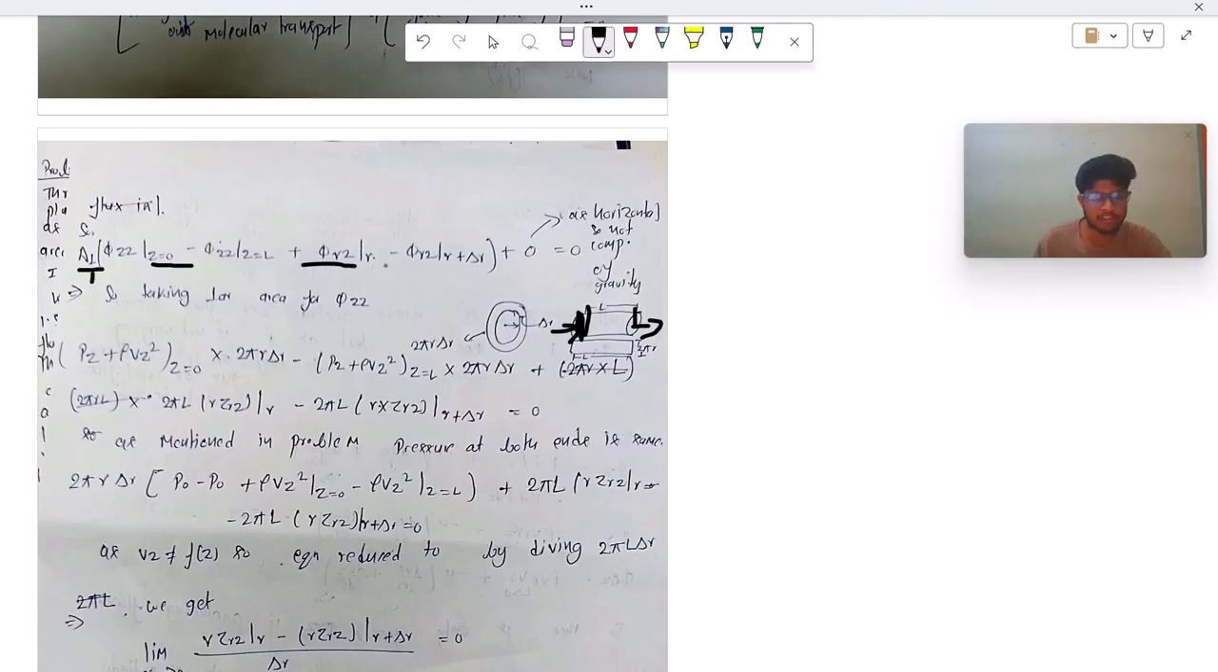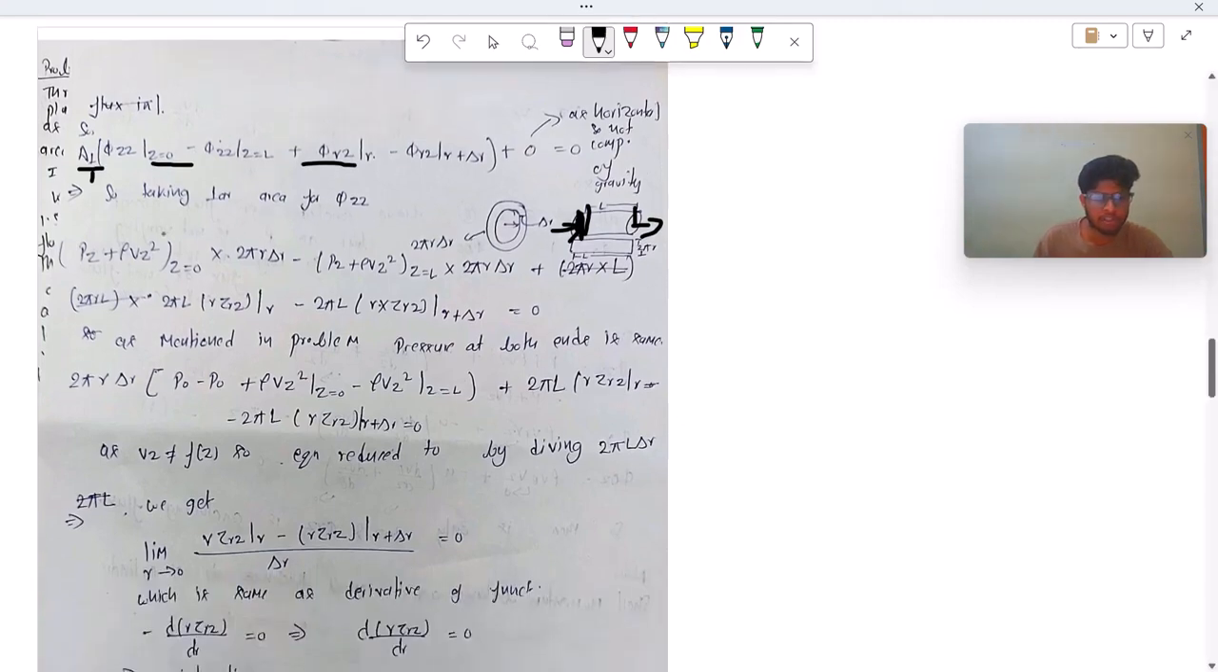The next component is φrz: φrz at r minus φrz at r plus delta r, plus 0, as there is no gravity component in the horizontal direction. So taking all the areas and balancing by putting in the values of φzz and φrz, we get this equation: (pz plus rho v z squared) into 2π r delta r, minus (pz plus rho v z squared) at z equal to L into 2π r delta r, plus 2π L r tau rz at r, minus 2π L r tau rz at r plus delta r.